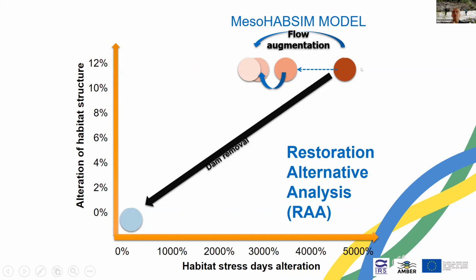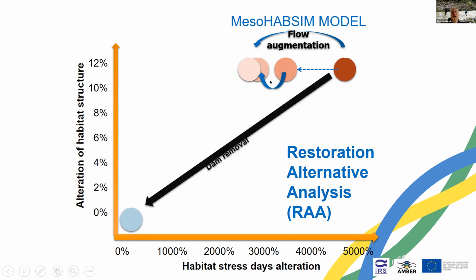So there are some stress days, and the current situation is creating a lot of stress days on this little river. And this was quite surprising. It's not changing the habitat structure so much, but it is modifying the amount of water that goes there. So we proposed flow augmentation based on our model, proposing that sometimes more water be released to the river, and documented that we could change it a little bit.